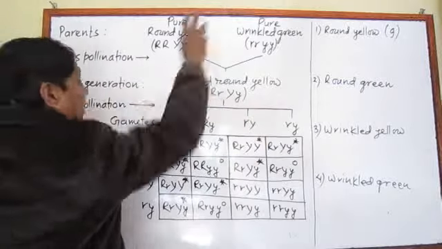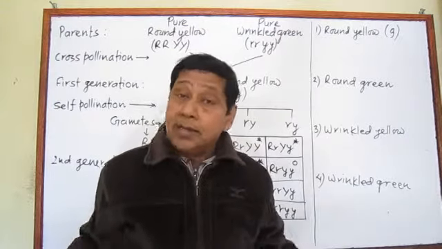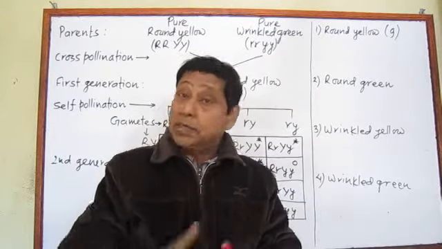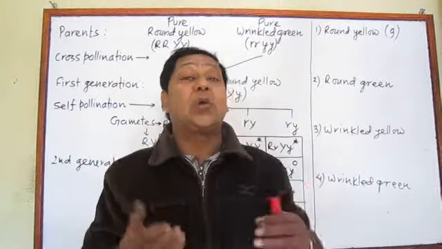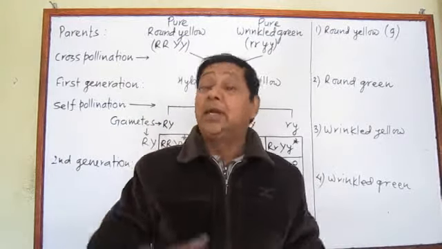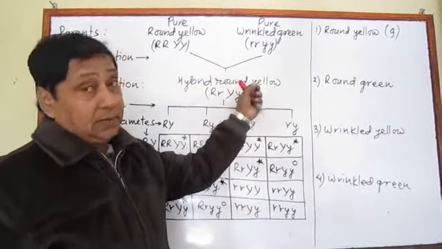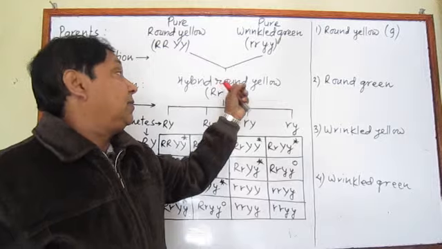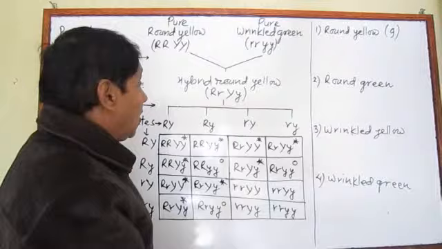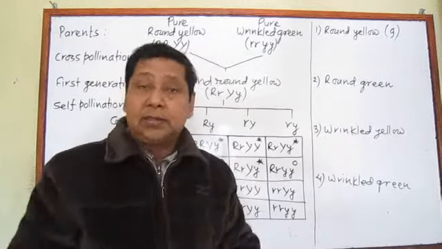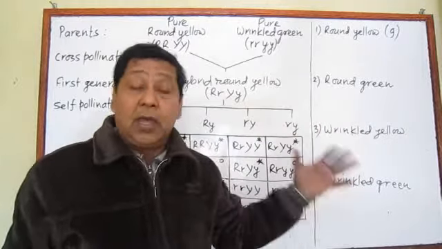This is parent. And what is seen in first generation, round yellow seeded plant only appear. Wrinkled green seeded pea plant didn't appear. What it means? It means round and yellow both are dominant character. That's why wrinkled green cannot be seen in first generation. But if the first generation plants are self-pollinated, then in second generation, all the pea plants are not round yellow. There are four different phenotypes: round yellow, round green, wrinkled yellow, and wrinkled green.